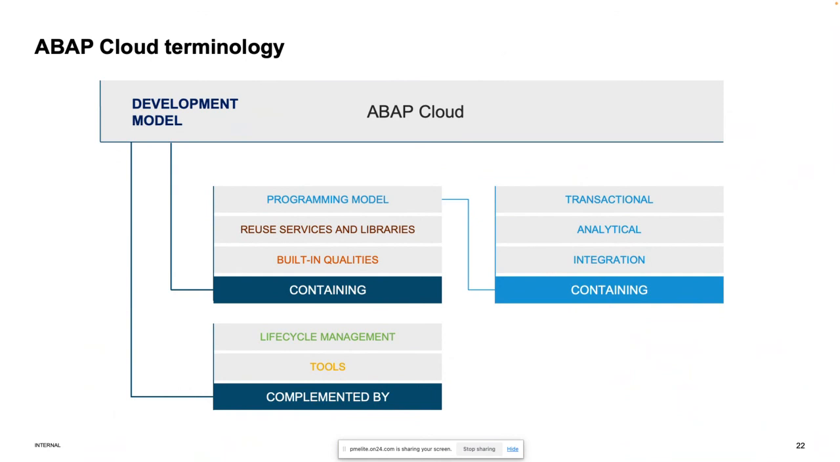That's what we understand about reuse service and libraries. Built-in qualities is more or less the classical qualities you know from the ABAP world, that you have all the important certifications, so that you could build enterprise-grade applications.